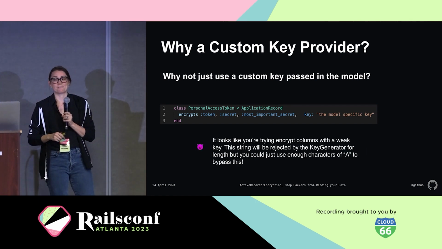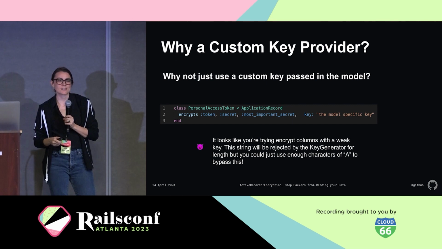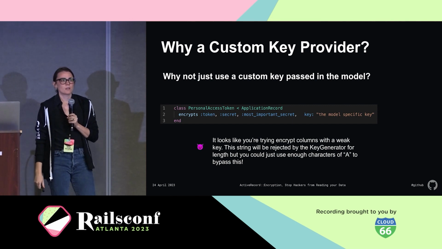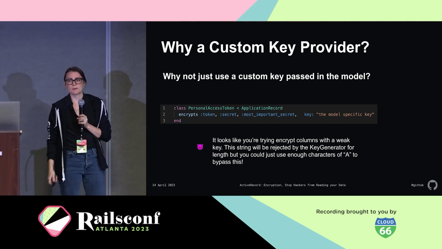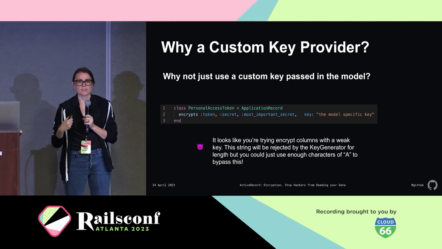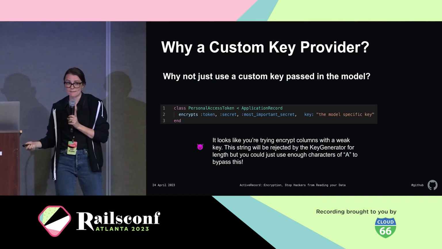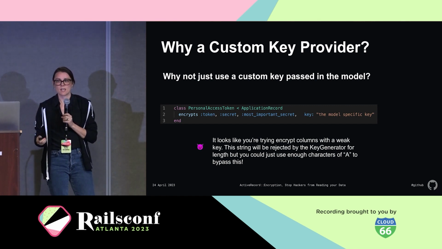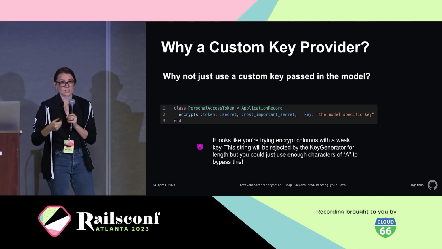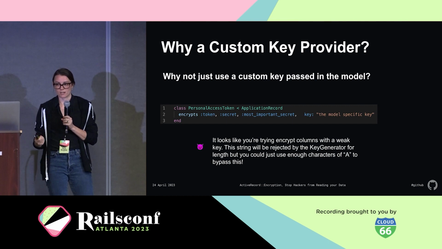It also provides a fun opportunity to use a weak key value for key generation. It may not be immediately obvious, but this key isn't actually the key that's going to be used to encrypt your records. This key is used to derive the key that's used to encrypt your records. It's generated, and that derived key is generated by the key generator class.